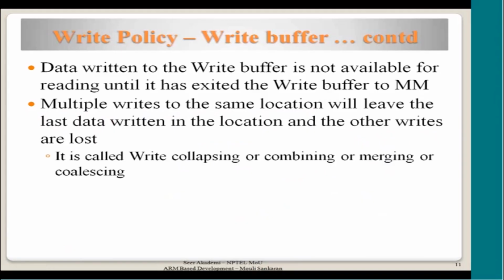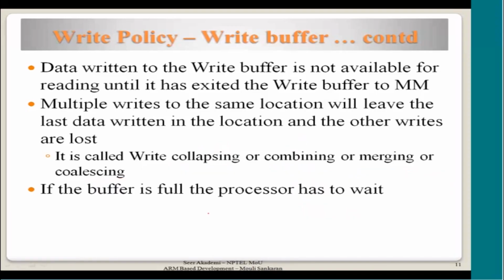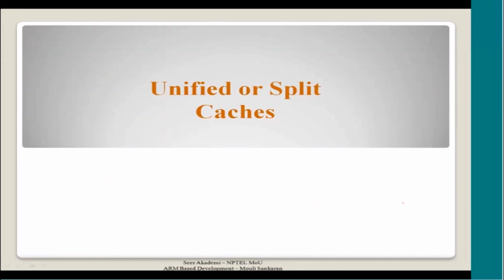It is called write collapsing, or write combining, or write merging. If you encounter these words, remember that what is happening is the data is getting written into the write buffer entry, but it is not getting into the main memory. When it is due for flushing, it comes out with the last data written into it, and that will go to the main memory. I hope this is clear to you. If the buffer is full, the processor has to wait. I explained this scenario earlier.